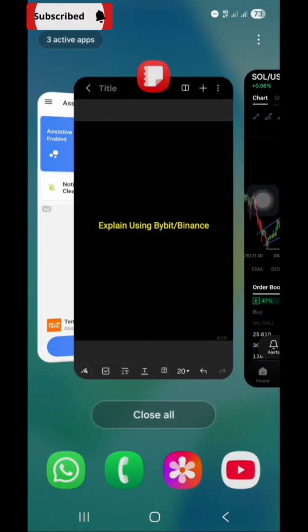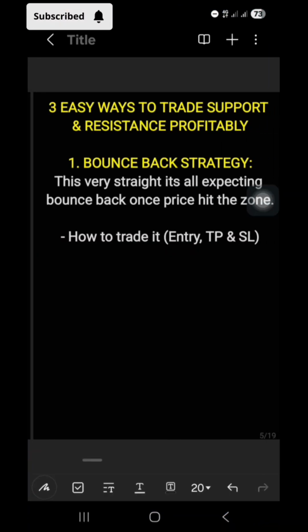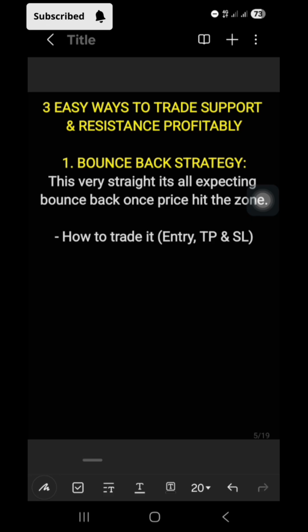So let's go further back to our chart. I've explained that using the Bible. Now, the three easy ways to trade this. Number one is the bounce back strategy. Number two is what we call, okay, don't worry, I'll get there one after the other.